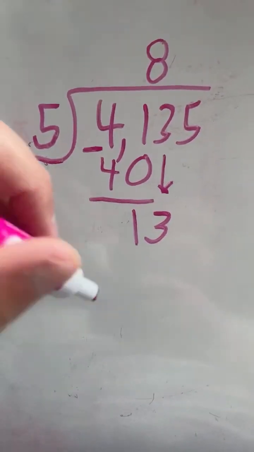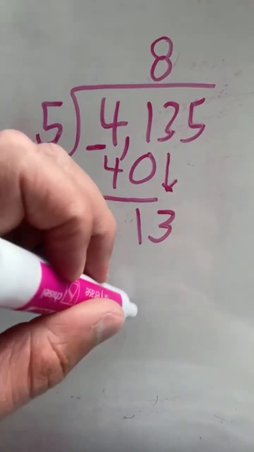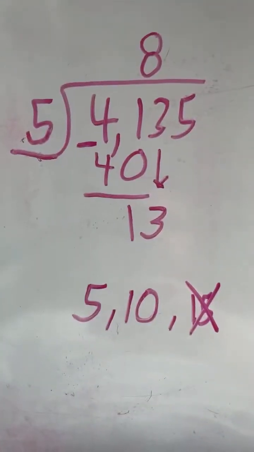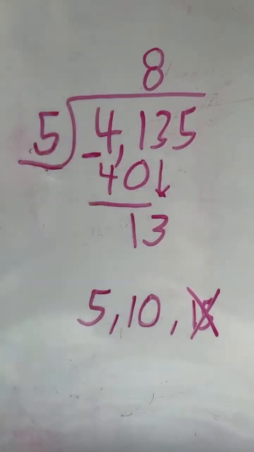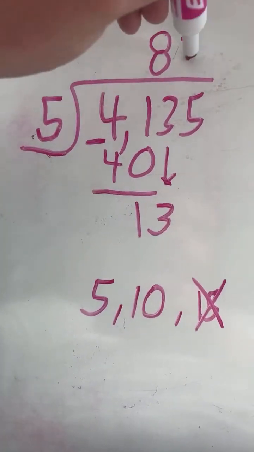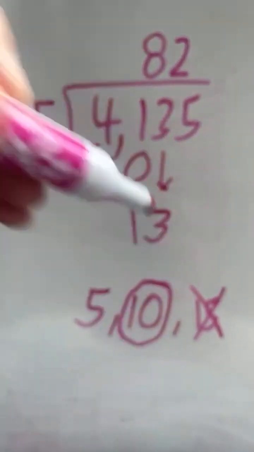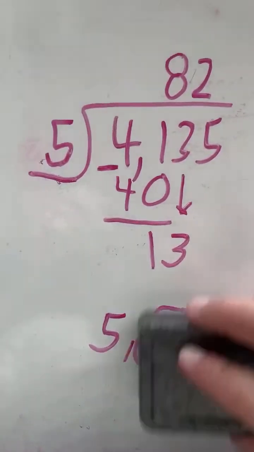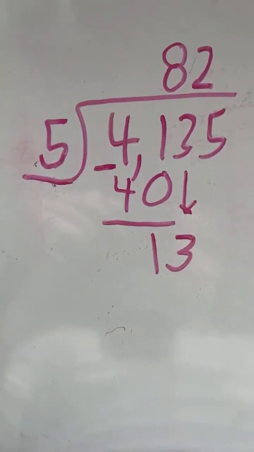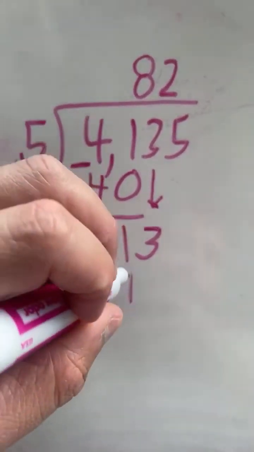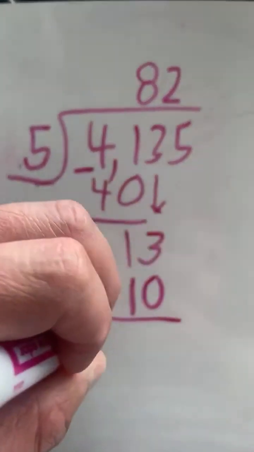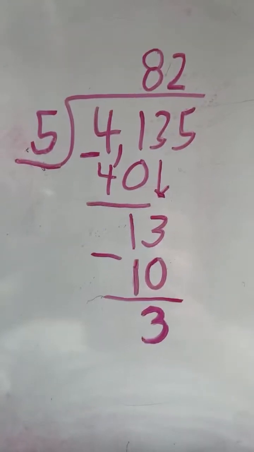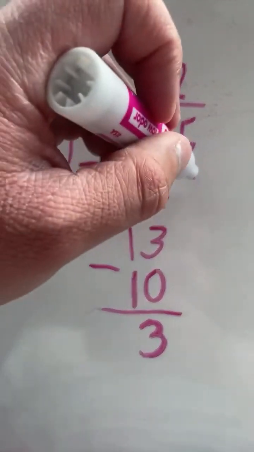Now I got to see how many groups of 5 go into 13. 5, 1 group. 10, now I have 2 full groups of 5. Now if I count by 5 again, I'll be too far. 15 is too far. But I was able to get 2 groups of 5 within 13. And 10 was as close as I could get to 13 without going over 13. So 10 is what we need to subtract. 13 minus 10 equals 3. So we have our remainder of 3.